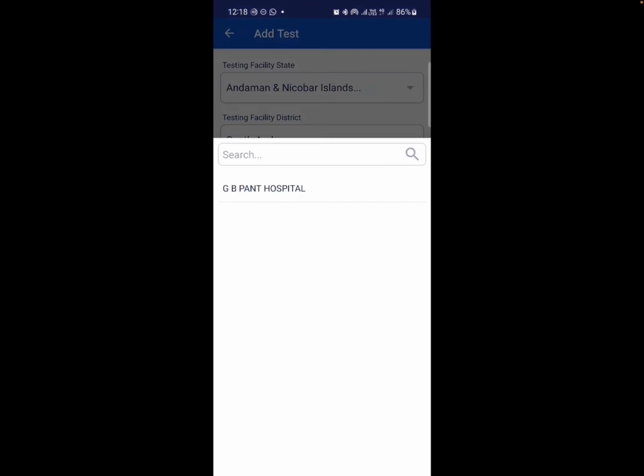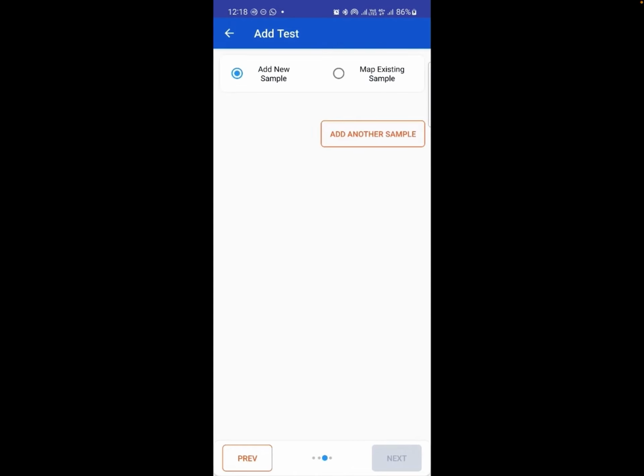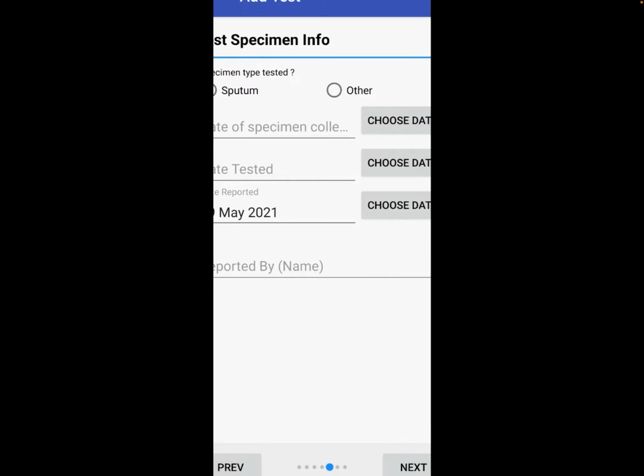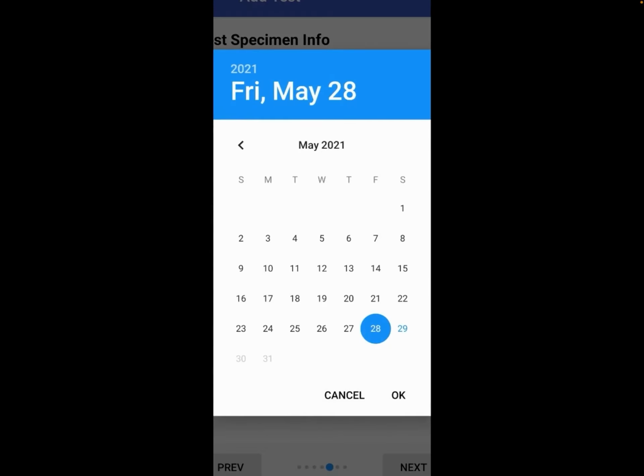Then the testing lab you can select. Here GB Pant was selected. Then the result: if it is present. Obviously we are doing this activity after the result is available, so just press result available. Then you can select the sample type, sputum, and the appearance of the sputum: saliva, mucopurulent, blood stained. Then date of specimen collection and date of test, all that has to be selected. If it is EPTB, select the other category.